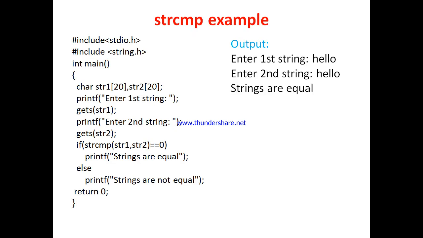Now let us see the example. In this example, two character arrays are declared, ch1 and ch2. Enter first string, gets(string1). Here input is accepted from the user. We have used the gets function instead of the scanf function. The entered first string is stored in str1, and the entered second string is stored in str2. Now the strcmp function is called, strcmp(string1, string2). Both have the value hello, so the output is strings are equal, otherwise not equal. So this is the output of the strcmp function.